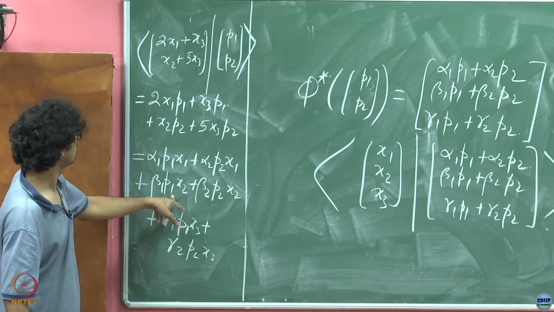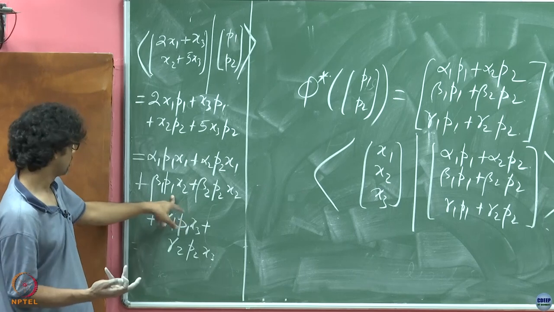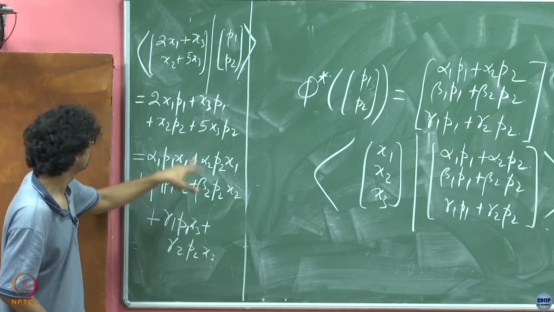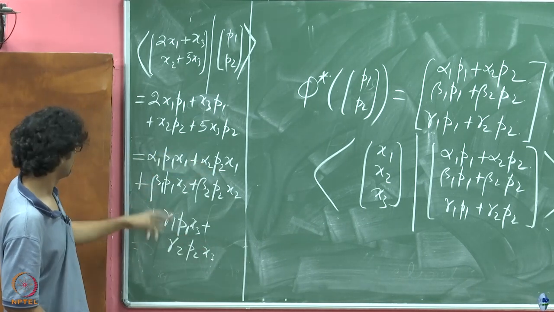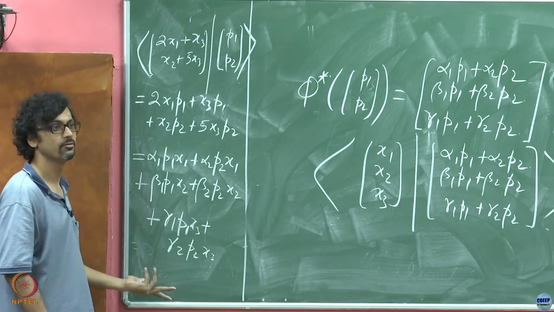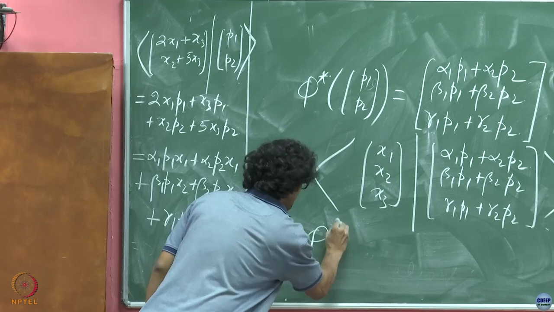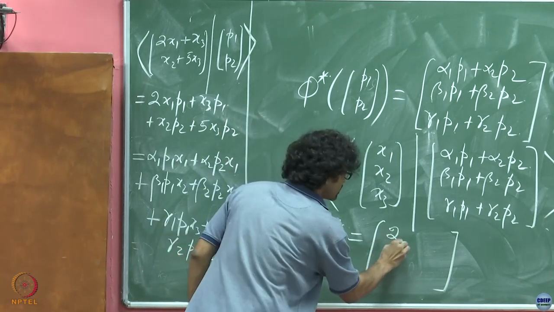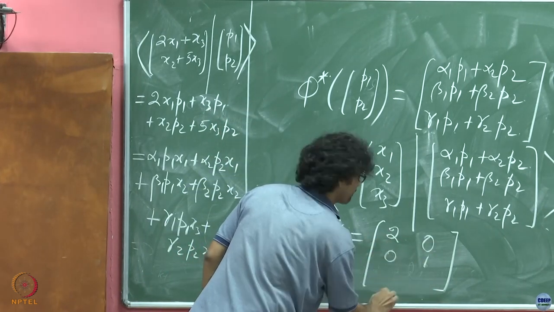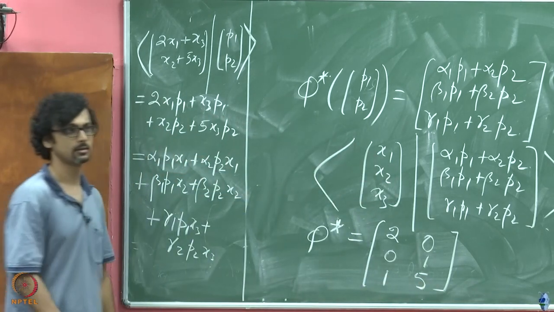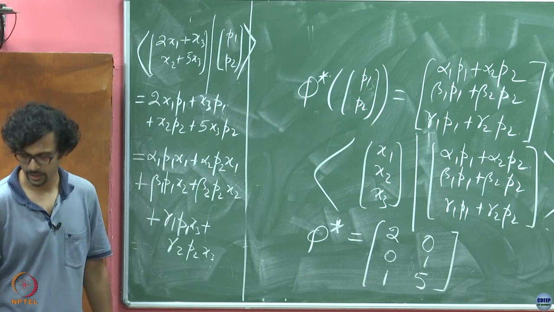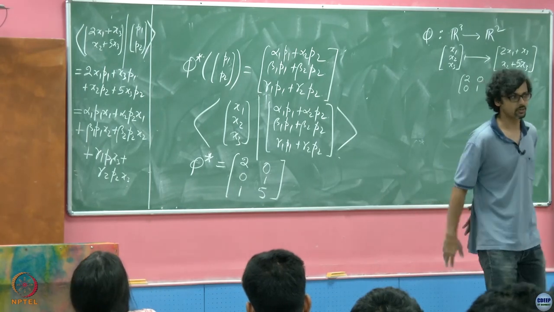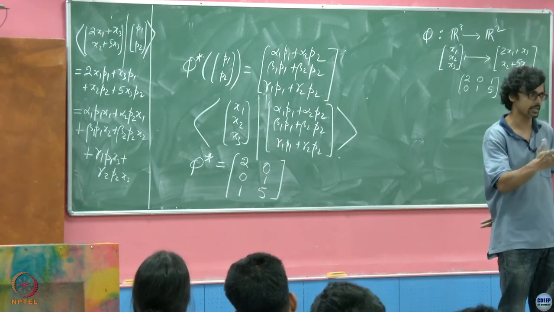What is P1 x2? 0 again. What is P2 x2? 1. What is P1 x3? Yeah. And what is P2 x3? 5. So notice that phi star, in fact, because I know the answer, I can just look at that. Is it not going to just turn out to be this, right? So in case of real inner product spaces, complex conjugation is the same as just transposition, because complex conjugate has no meaning here.